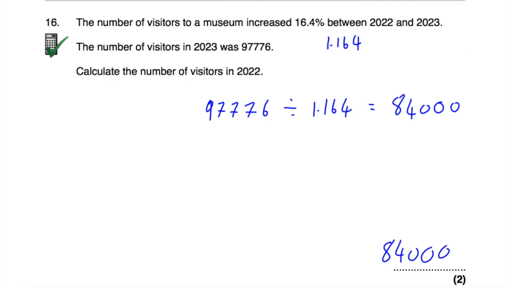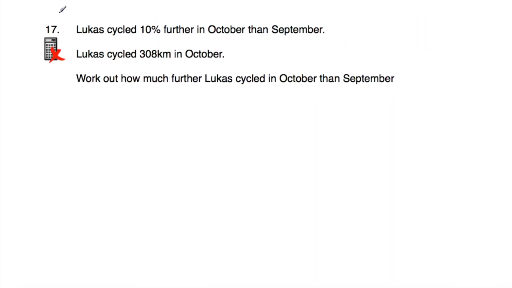Okay, let's look at our next question, question number 17. Okay, so question number 17 is a non-calculator question, so I'm putting down the calculator. And we're told that Lucas cycled 10% further in October than he did in September. So if he cycled 100% in September, he cycled 10% further, which would be 110% in October. And he cycled 308 kilometers in October. And the question says, work out how much further Lucas cycled in October than September.